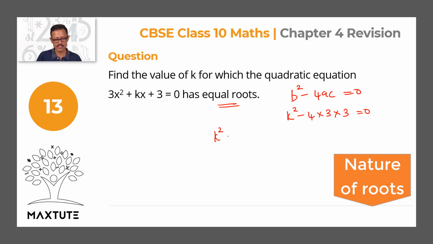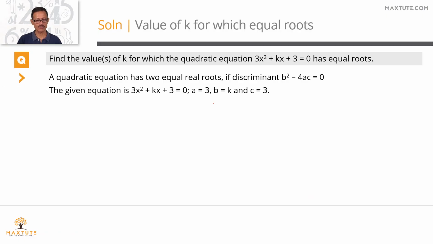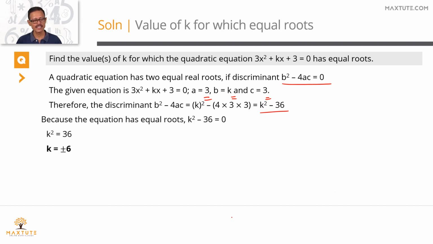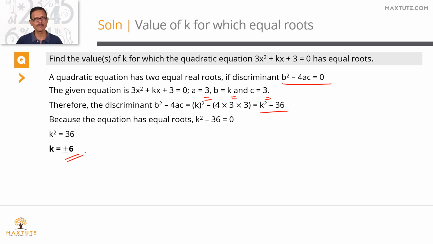K square minus 36 equals 0, or k square is equal to 36, which means the value of k is equal to plus or minus 6. So for what values of k will it have real and equal roots? When k is 6 or when k is minus 6, it's going to have real and equal roots. A is 3, b is k, c equals 3. It will have real and equal roots when the discriminant is 0. Computing the discriminant to be k square minus 36, equating it to 0 to find the value of k.